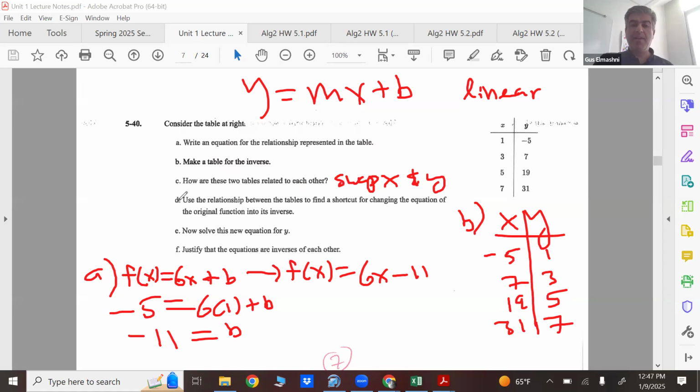Pretty good. All right. Part D. You use that relationship to find a shortcut for changing the equation, the original function, into its inverse. Okay. So I could actually just do slope again. Or I could just do this. Let's do opposite operations. Let me do it up here beneath the space. I'll do part D up here.